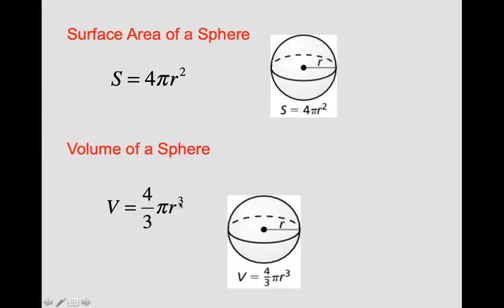Notice it's volume, so we have cubic units, surface area, square units. And again, both of these formulas are based on radii. So if you encounter a sphere where you're given a diameter, you're going to have to first find the radius before you can do either of these calculations.